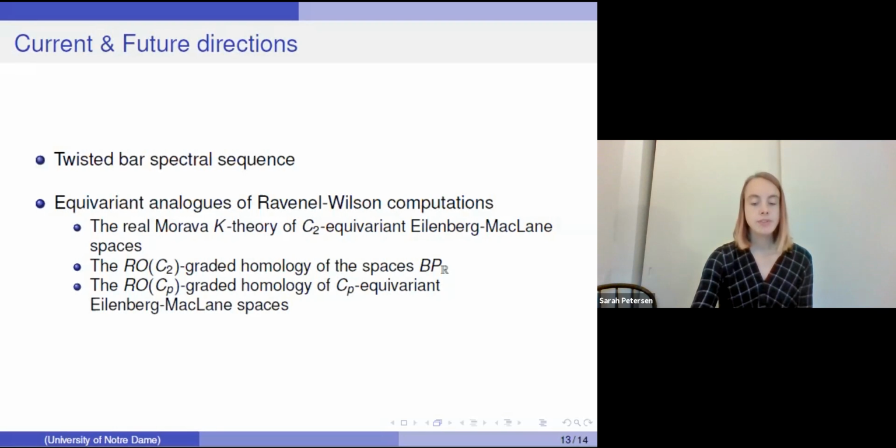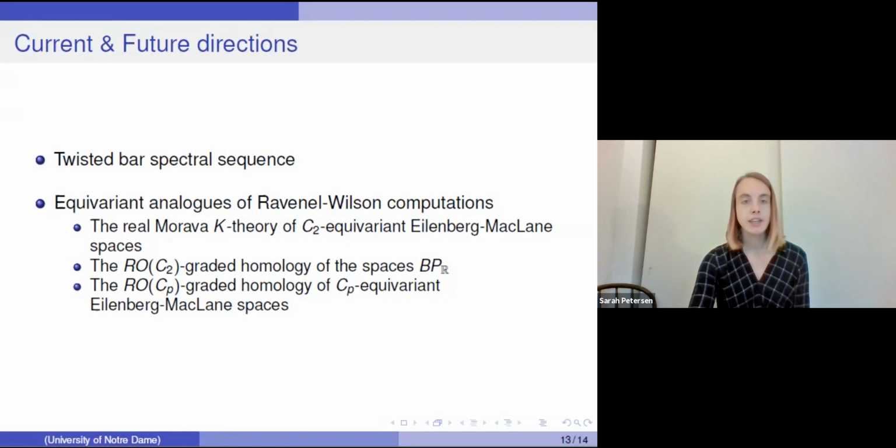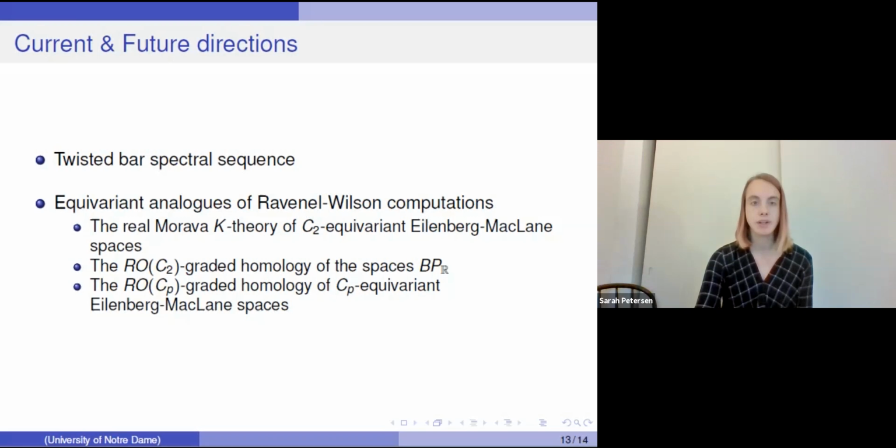So some future and current directions for this work include using these answers given in terms of circle products to understand the differentials and extensions in the twisted bar spectral sequence, potentially aiming for a refinement of the E2 page in terms of twisted homotopy.